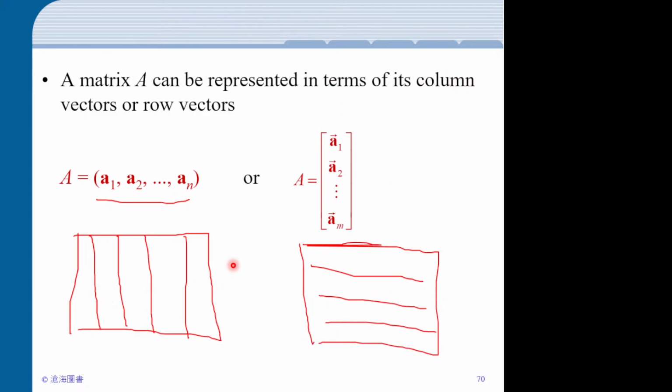Then we think the next part is a little more interesting. If the matrix is a vector, then we can view a matrix as a lot of vectors.